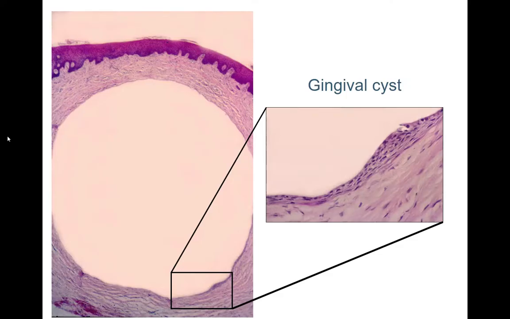So here's the histological appearance of a gingival cyst. You can see it's not contained within bone, the surface epithelium is above it, and it is again lined by thin stratified squamous epithelium.